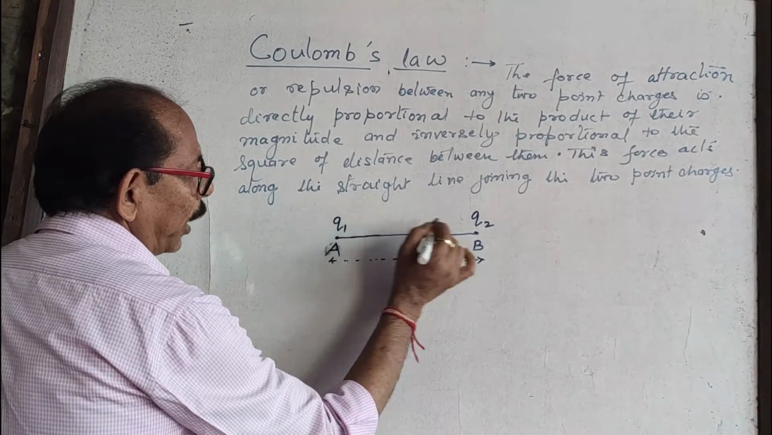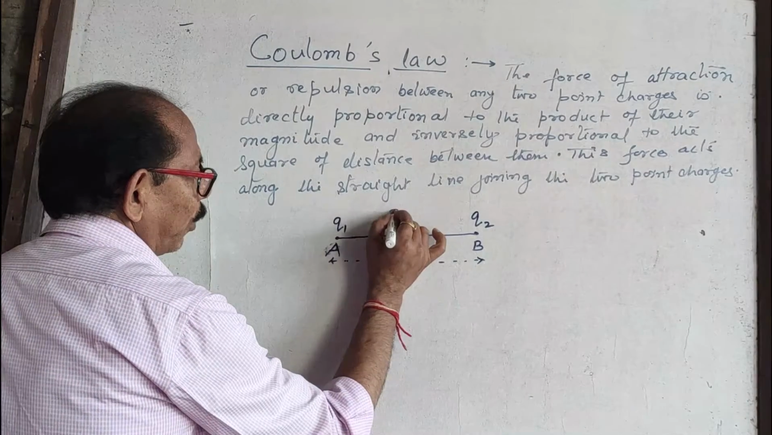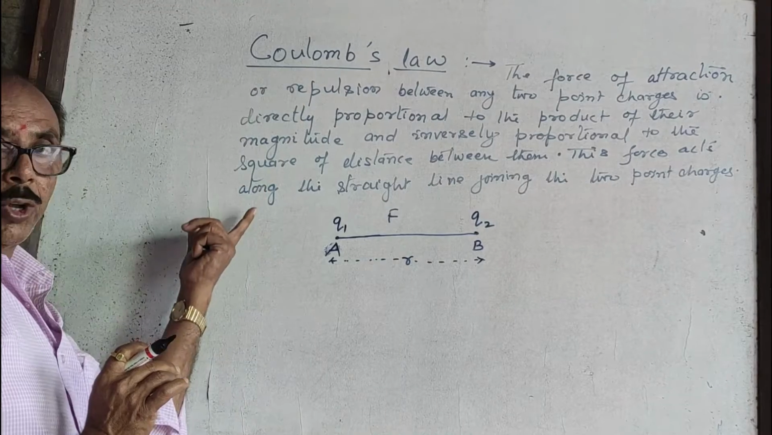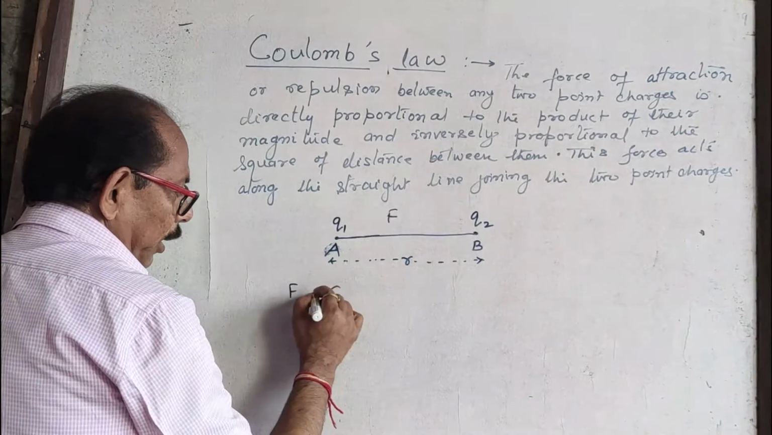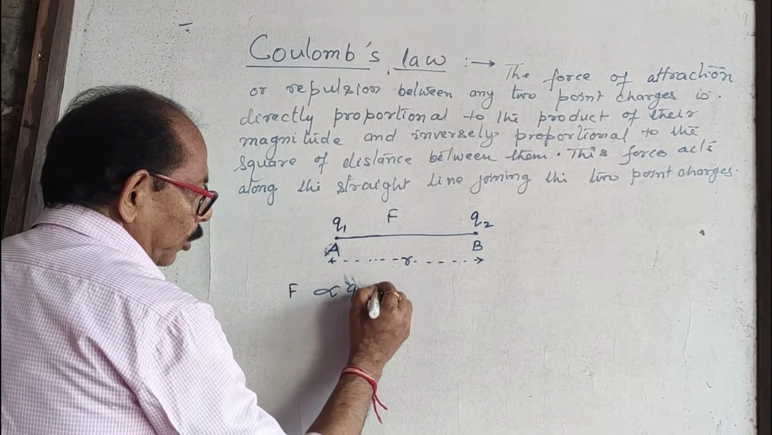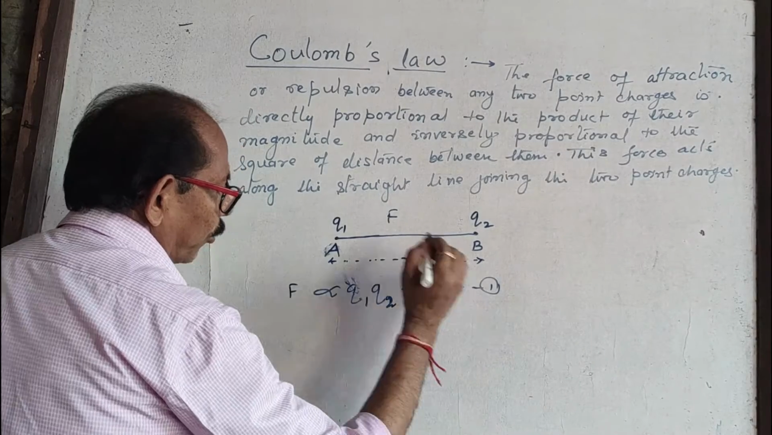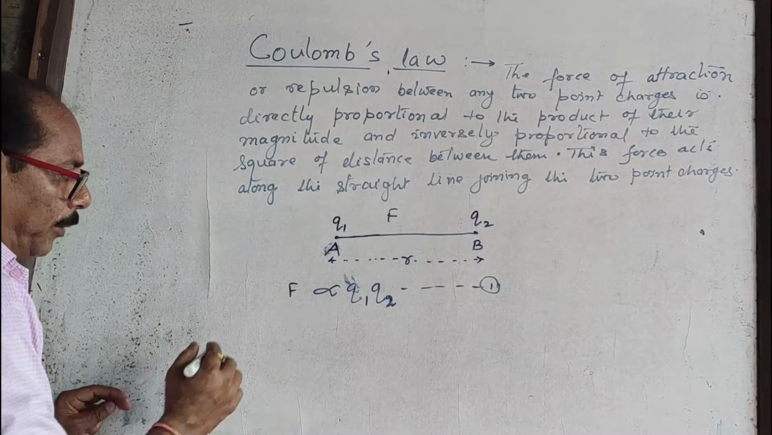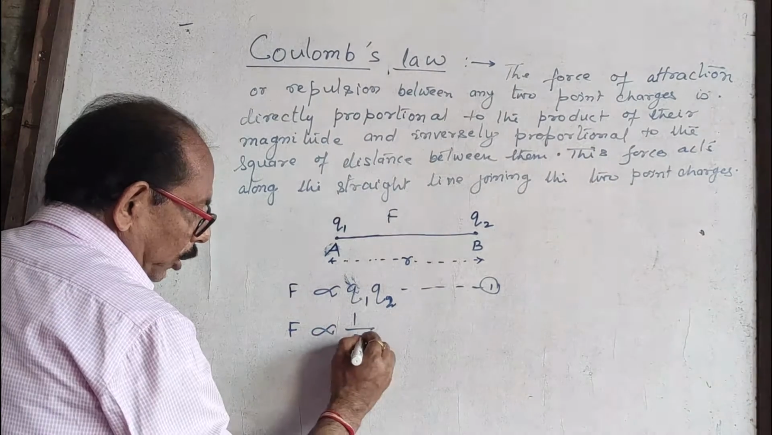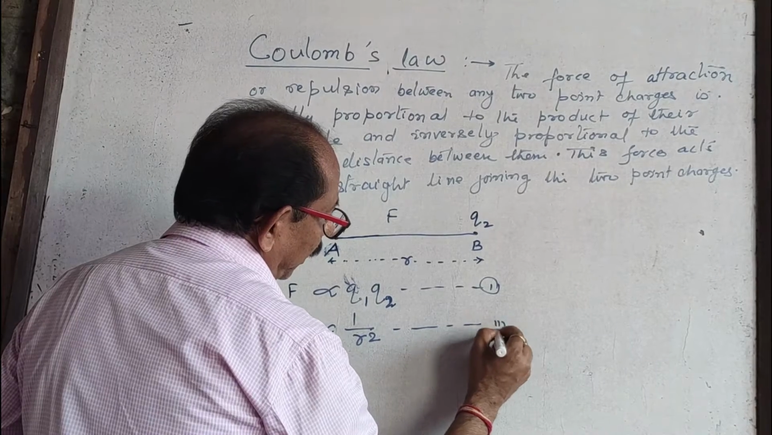Suppose that F is the force of attraction or repulsion. According to this law, the force F is directly proportional to the product of the magnitudes of the charges. This is the first equation. Again, the force is inversely proportional to the square of the distance between the two. This is the second.